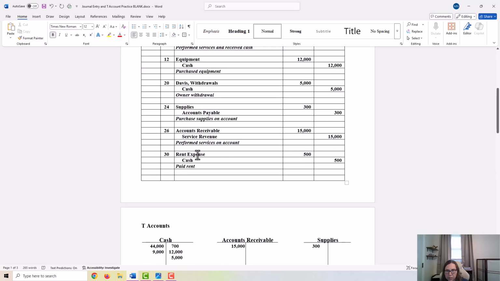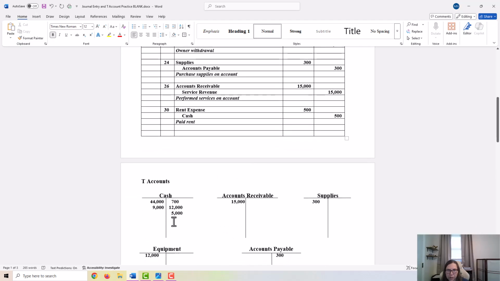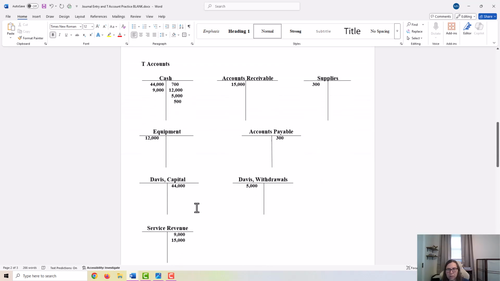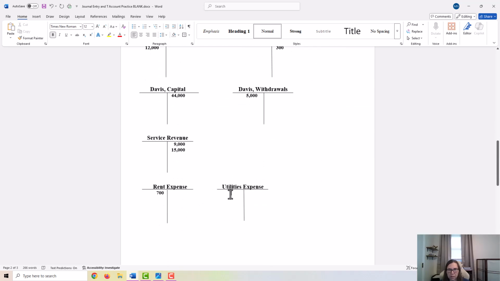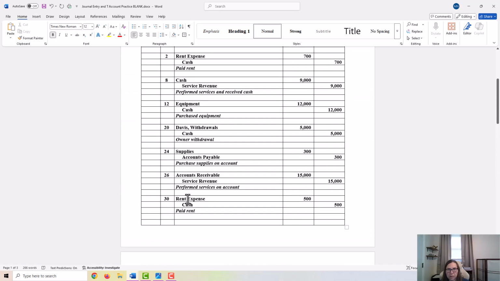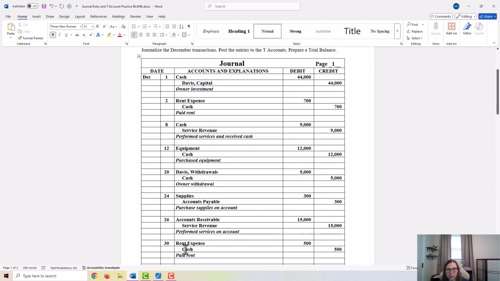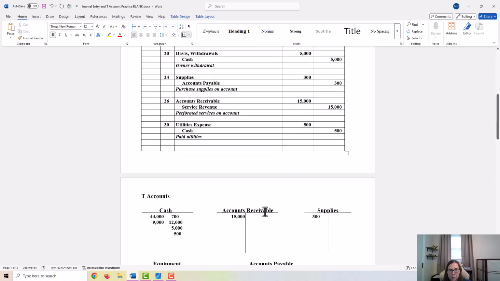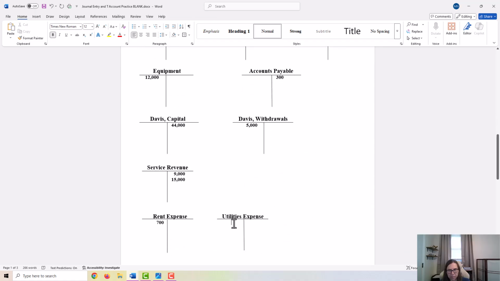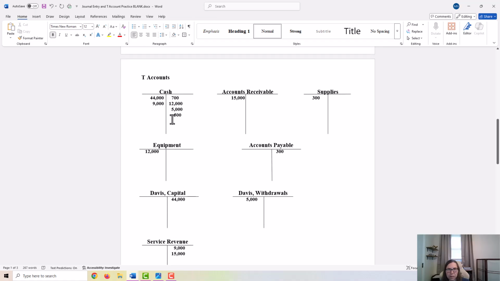And then a debit to rent expense, credit to cash for $500. Sorry, that's supposed to say utilities expense. Okay, and I'm going to put $500 in utilities.